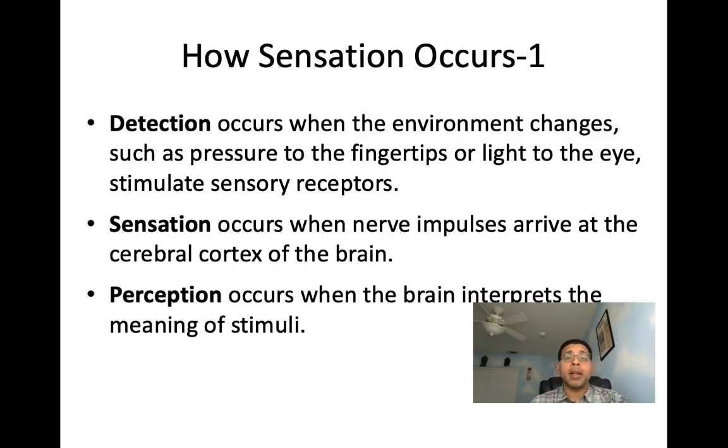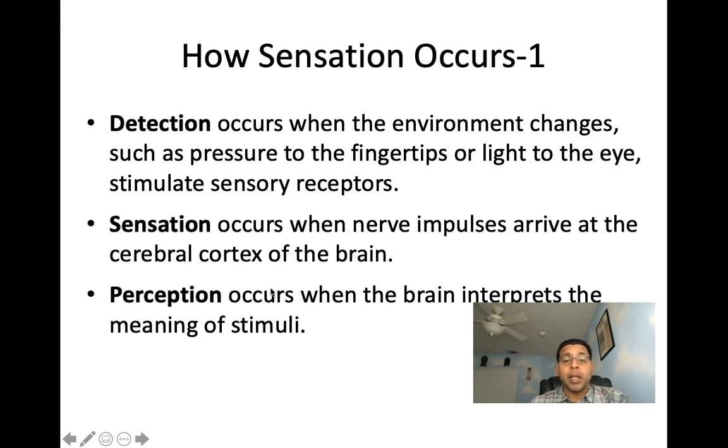Next, let's talk about how sensation occurs. First we have detection, then sensation occurs, and then we have perception of whatever was detected. Detection occurs when the environment changes. So we have a stimulus, such as pressure to the fingertips or light to the eyes. This will stimulate our sensory receptors. And then sensation occurs when nerve impulses arrive at the cerebral cortex of the brain.